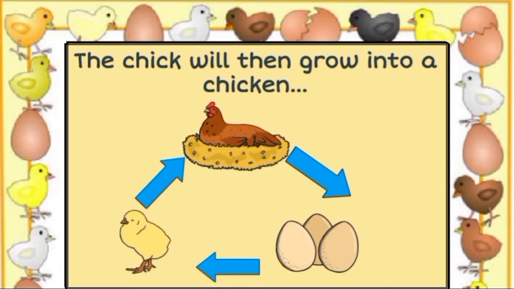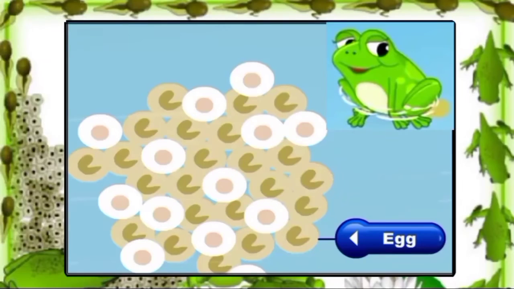Then the young chick grows up to become an adult hen. Now let's understand the life cycle of a frog. A frog lays eggs in water in a large cluster.